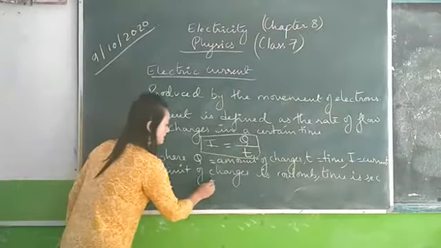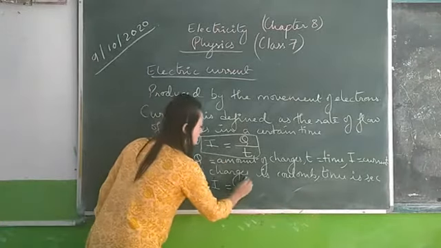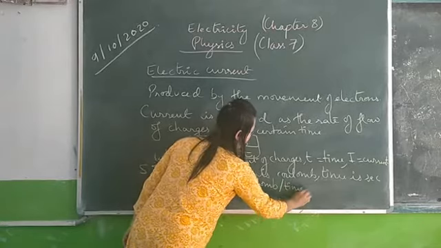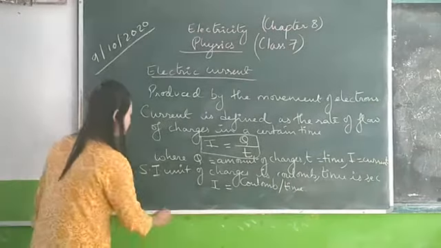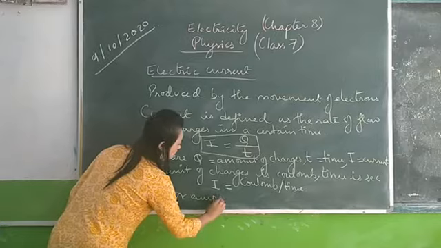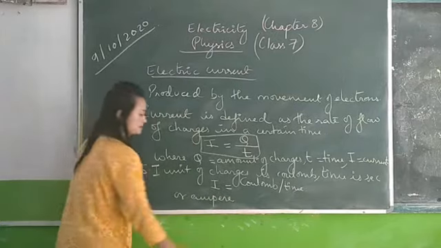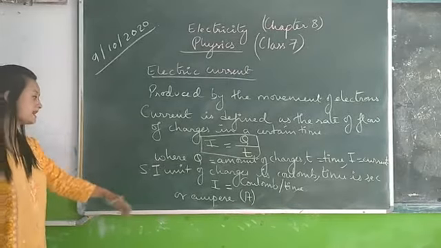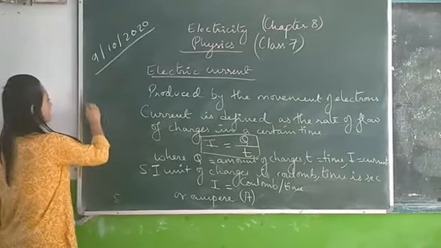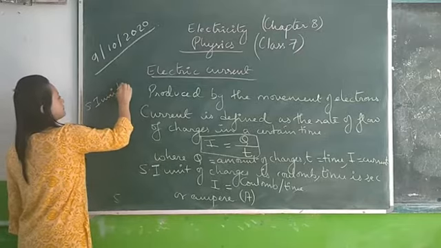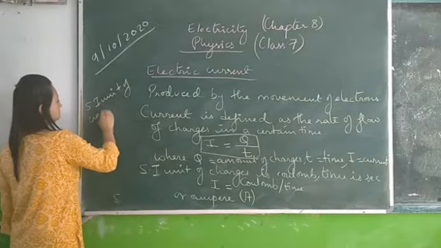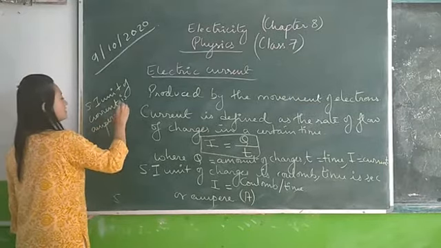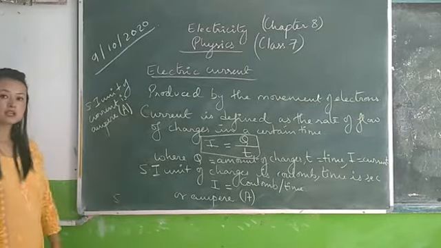So from here, what do we get the unit of current as? Coulomb upon time. So we say coulomb per second, or we can also refer to it as ampere, symbolized with capital A. So what is the SI unit of current? The SI unit of current is ampere, capital A.